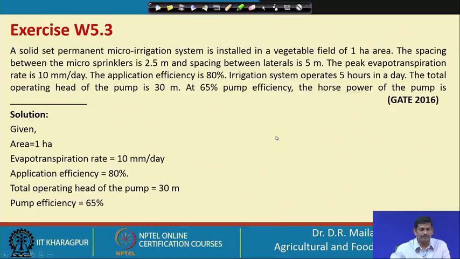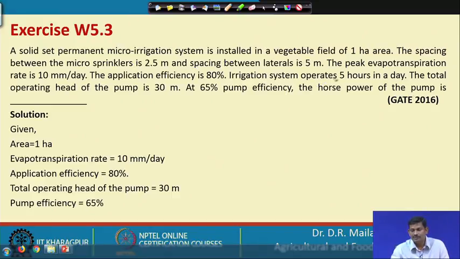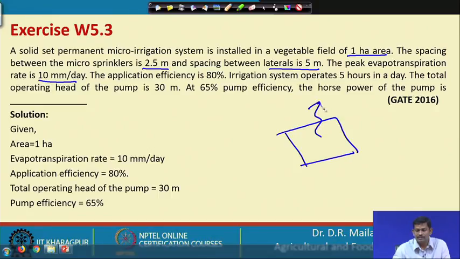The next problem here is: a solid state permanent micro irrigation system is installed in a vegetable field of 1 hectare area. The spacing between the micro sprinklers is 2.5 meter and the spacing between laterals is 5 meter. The spacing is given, and the peak evapotranspiration from that particular field is 10 mm per day.